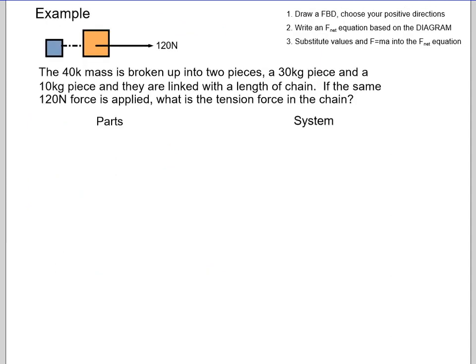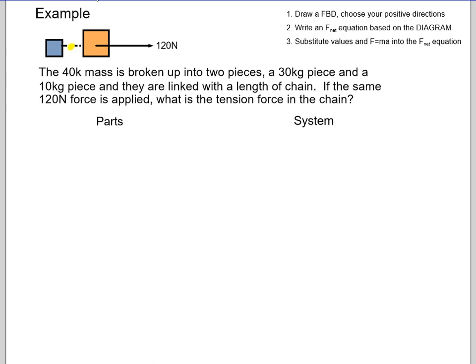Okay, so let's make it a little more challenging. We have a 40 kilogram mass. It's broken up into two pieces. We have a 30 kilogram piece and a 10 kilogram piece, and they are linked with a length of chain. If the same 120 newton force is applied, what is the tension force in the chain? Okay, so we are looking for the tension force in that chain right there. So this is similar to the previous question, but with a little twist.